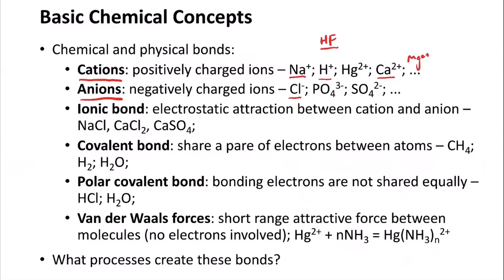But these ions don't restrict to single elements. There can be clusters of elements. For example, this cluster is called the sulfate ion. Basically, the sulfur is surrounded by four oxygens, forming a pretty stable structure. And they tend to carry 2 extra electrons here. So we also call them anions.